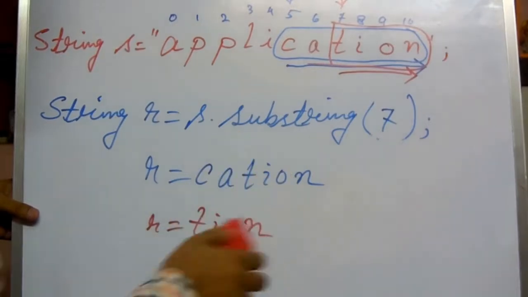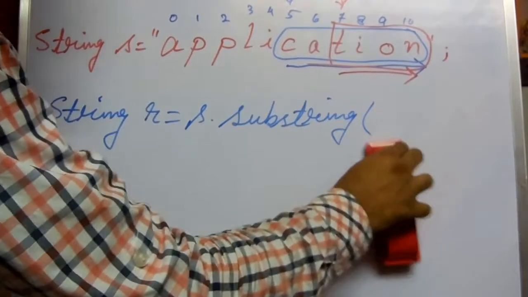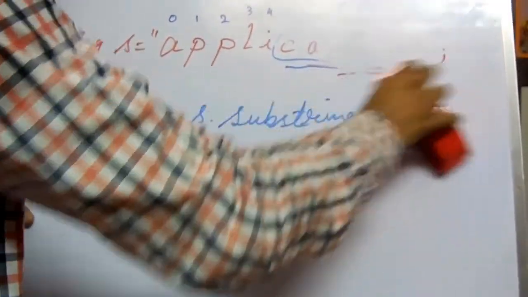Now I will show the substring method with 2 arguments. When we pass 2 arguments, how does it work? Now I am showing you.